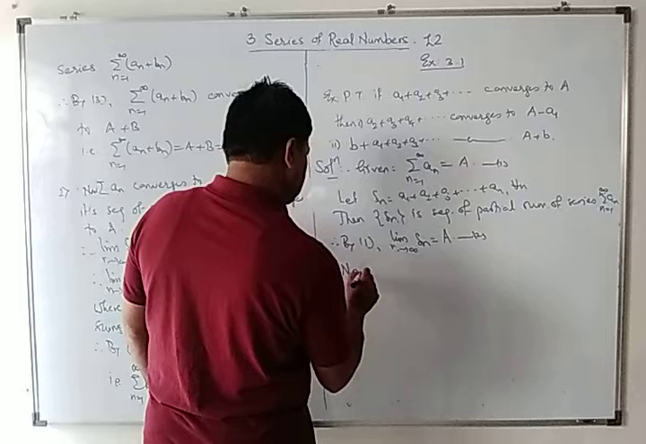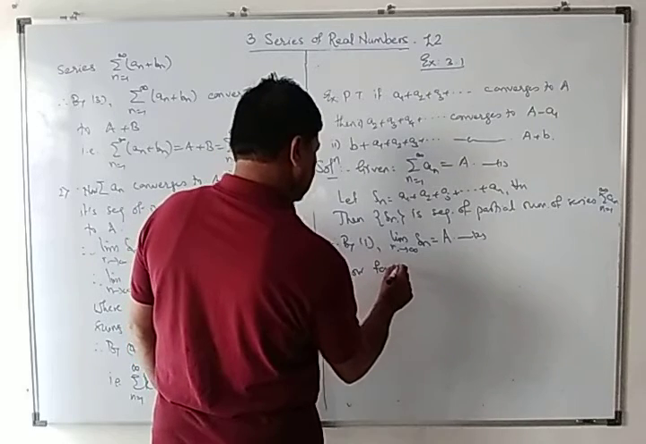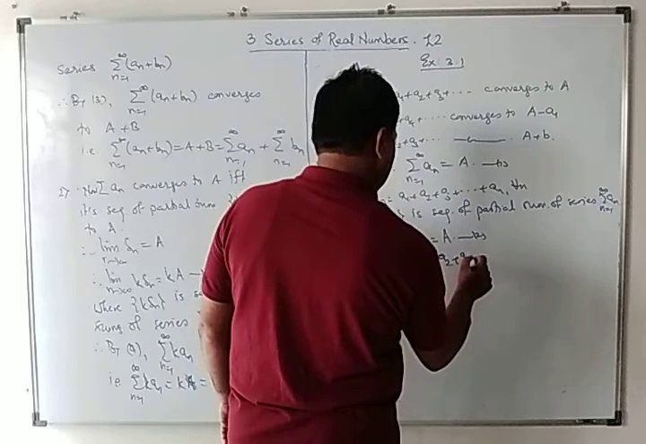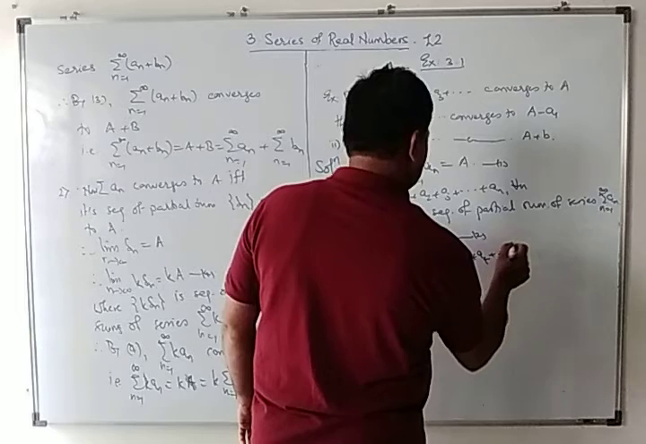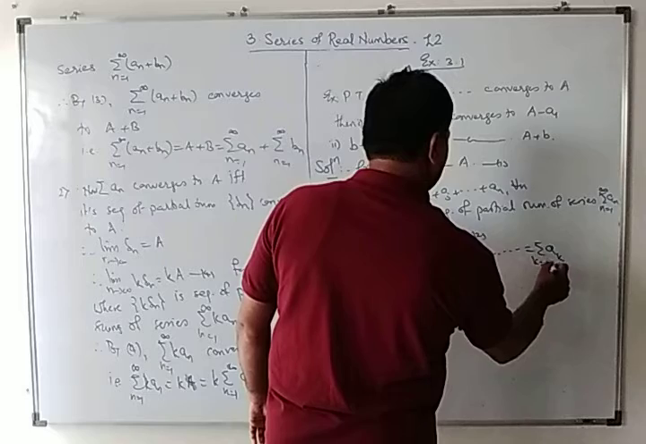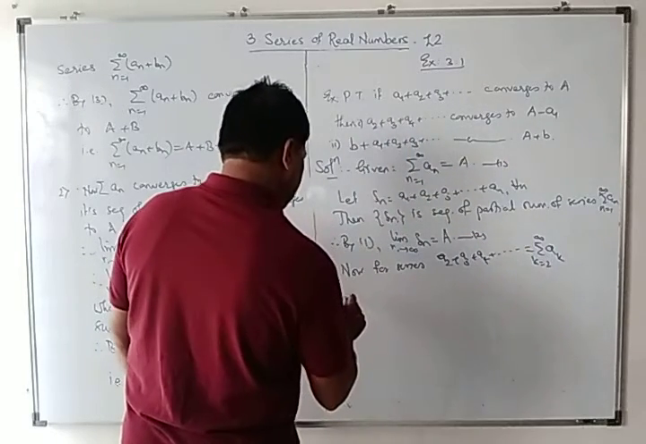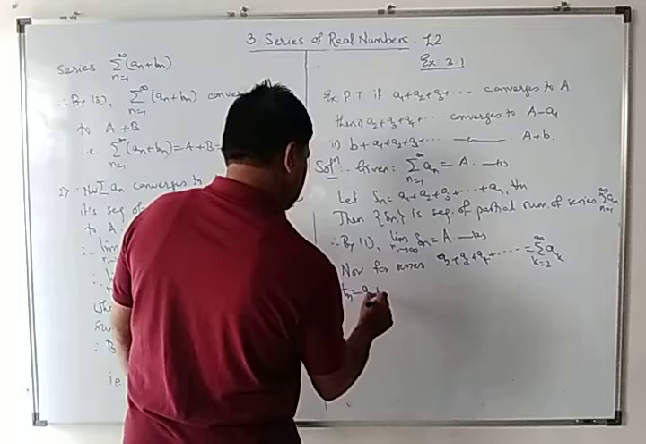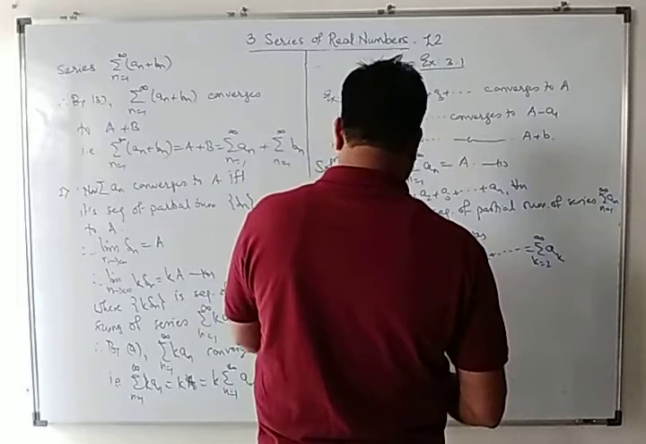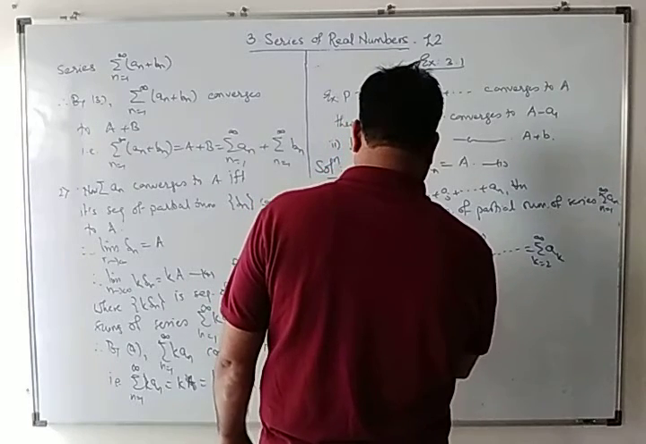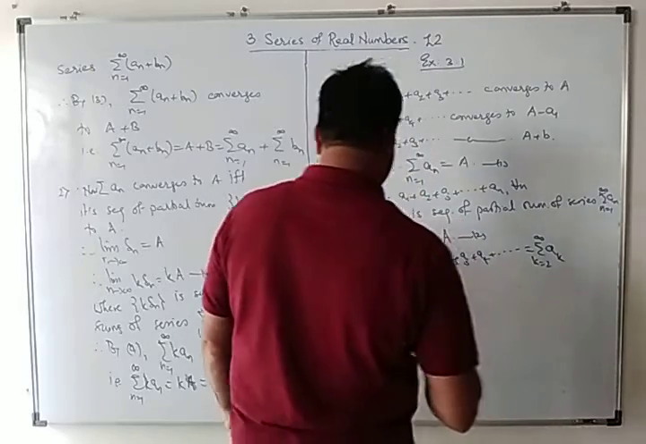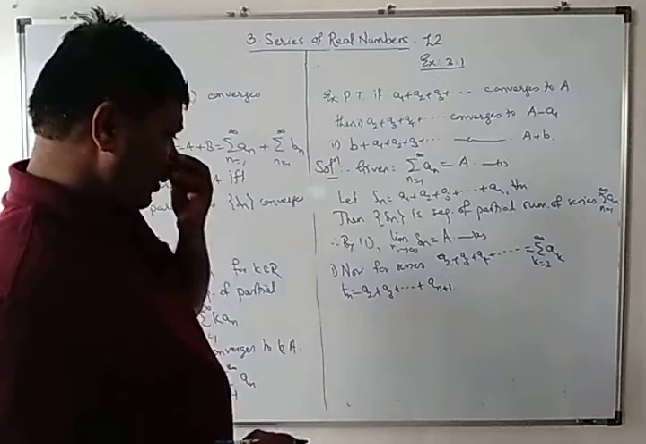Now for the series a2 plus a3 plus a4 plus dot dot etc., which is equal to summation of ak, k equal to 2 to infinity. Tn is equal to a2 plus a3 plus dot dot etc. up to an plus 1.